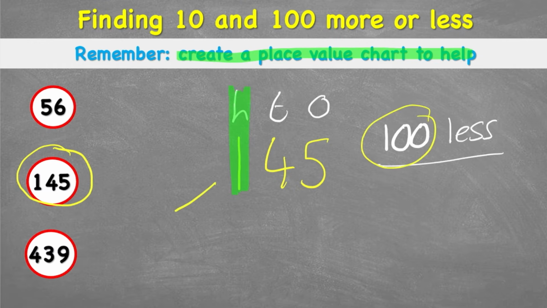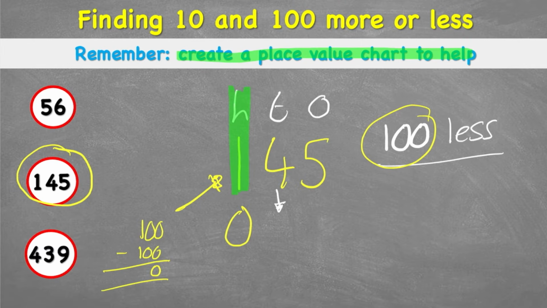So this 1, don't forget, is a 100. What is 100 less than 100, or in other words, 100 take away 100? Well, that's 0. So I end up with 0 in the hundreds column. I can bring down my 4 from the tens column and bring down my 5 from the ones column. So my answer is 0 hundreds and 45, or in other words, 45.